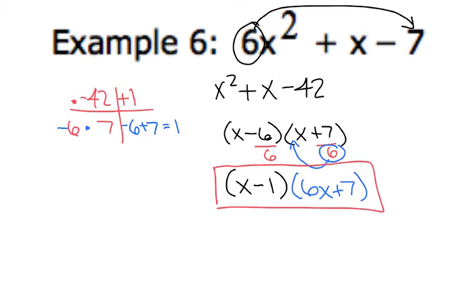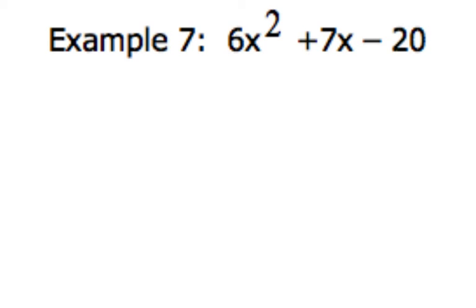All right, and another one. All right, so next example is 6x squared plus 7x minus 20. First thing we need to do, multiply the first term and the last term, and that's going to be negative 120. Negative 120, and we need it to add up to 7.